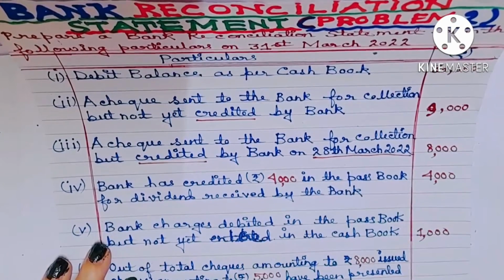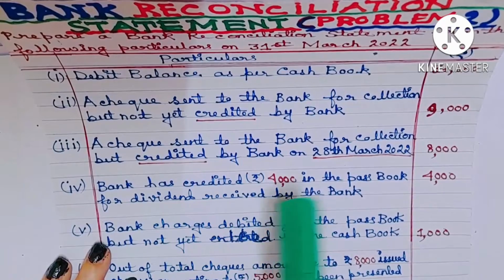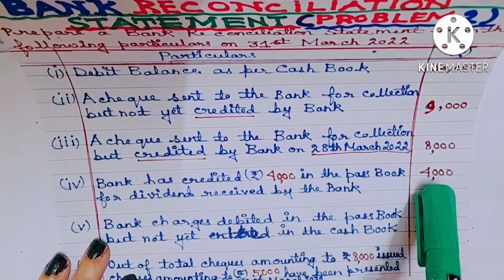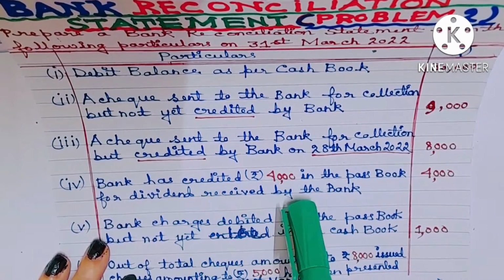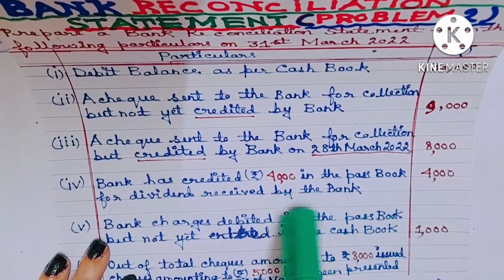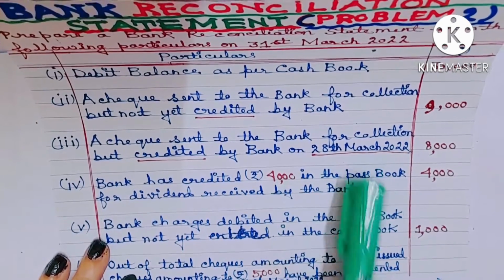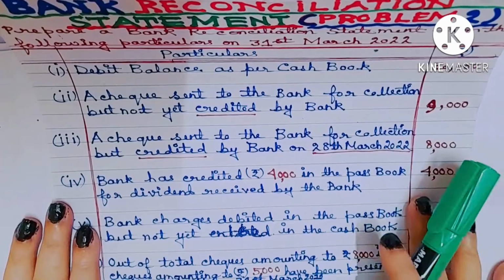This amount 4,000, the bank has added 4,000. But the cash book has not recorded it. Since nothing has been mentioned, that means this transaction was not recorded in the cash book. So let's see, should we add or deduct this transaction?